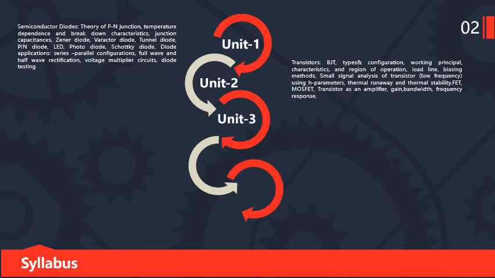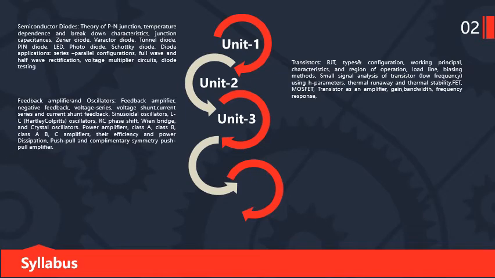Now we will move on to unit number 3. In this unit we will learn about feedback amplifiers and oscillators. Feedback amplifier, negative feedback, voltage series, voltage shunt, current series and current shunt feedback, sinusoidal oscillator, LC oscillator, RC phase shift, Wien bridge, crystal oscillator, power amplifier, class A, class B and C amplifiers, their efficiency and power dissipation, push-pull and complementary symmetry push-pull amplifier.